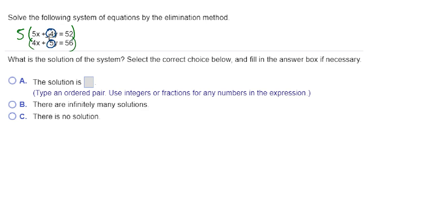How do I make this 5 into a 20? I multiply it by 4. 4 times 5 will make that a 20. And so we'll get these numbers to be the same.